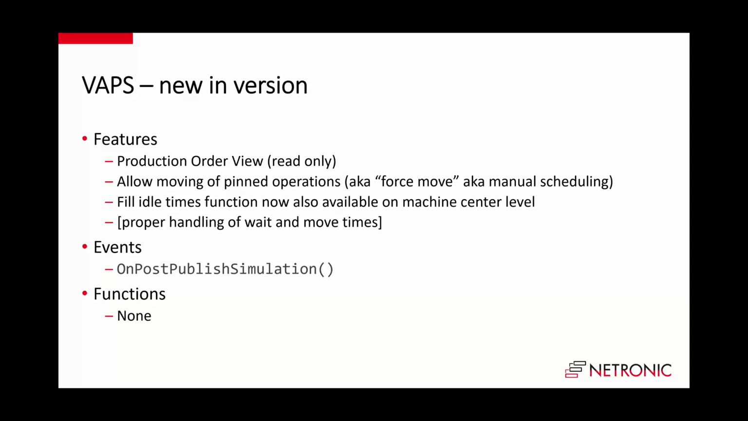And then last but not least, we also have one event that we provided for the VAPS, and this is the on-post publish simulation event. And the idea is quite straightforward. So whenever a simulation is published, so with a VAPS, for those who are not aware of it, you can build various simulations of your production schedule. And then if you are happy with one of the simulations, you need to publish it. And if you publish it, your Business Central data or your customer's Business Central data get updated.